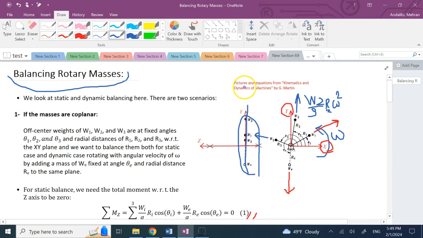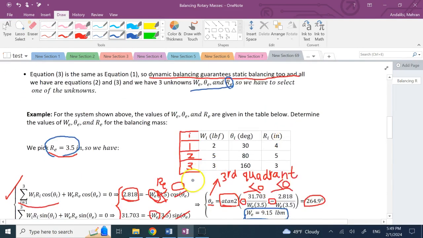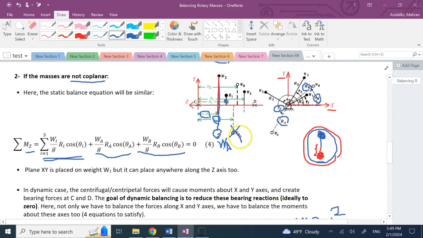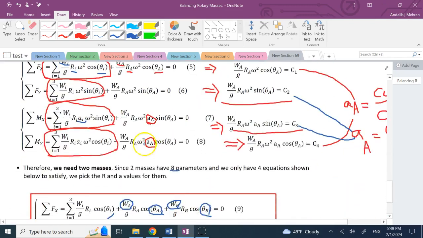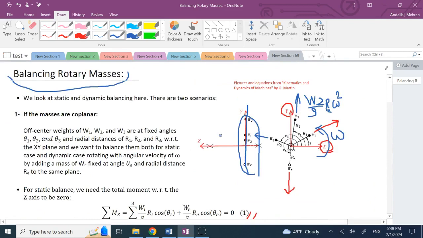Before I finish the video, I need to mention that just like my previous video, the pictures and the equations here are taken from the book by Martin, which is Kinematics and Dynamics of Machines. That is an amazing textbook, and I have added it to the list of my references. I modified some of these pictures and some of these equations to make more sense, but they are all accurate.